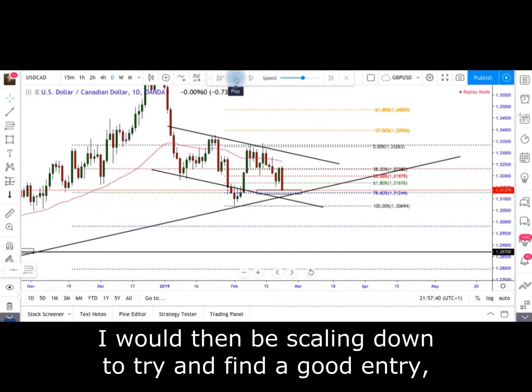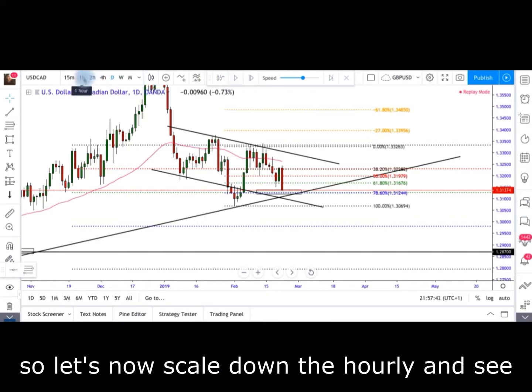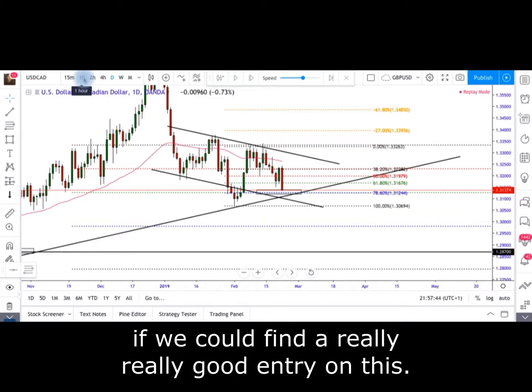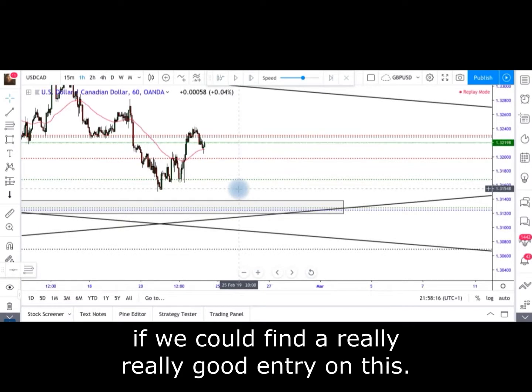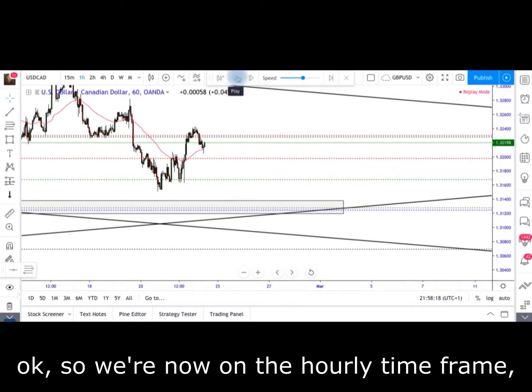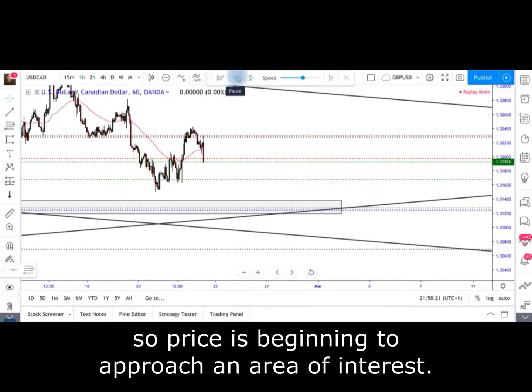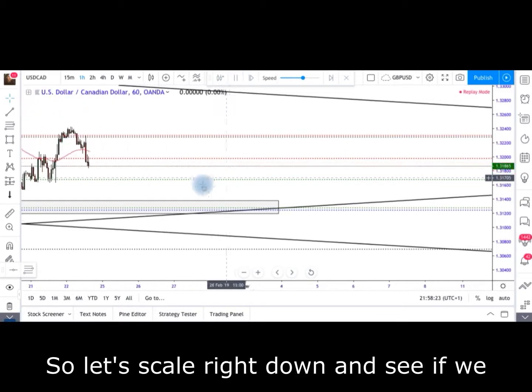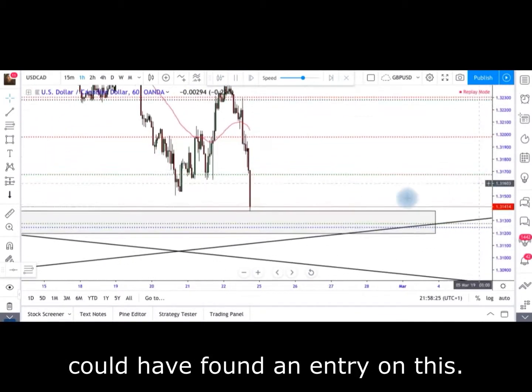I would then be scaling down to try and find a good entry. So let's now scale down on the hourly and see if we could find a really, really good entry on this. Okay, so we're now on the hourly time frame. Price is beginning to approach an area of interest, so let's scale right down and see if we could have found an entry on this.